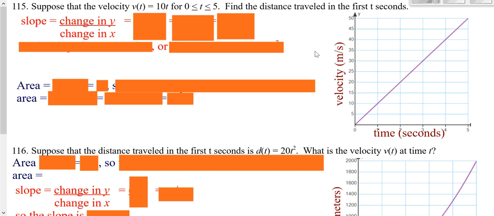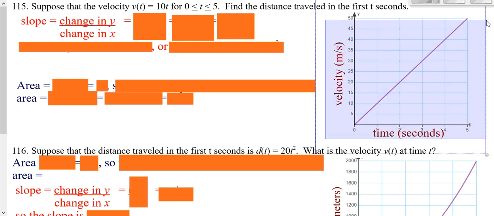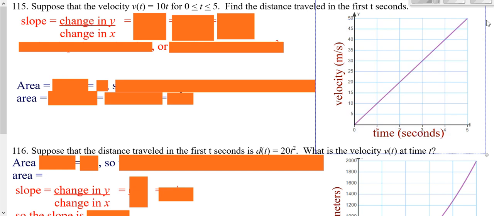So we're going to look at 115 and 116. You're being given your velocity function, which is 10t, which you graph, and you would get a diagonal line, slope of 10. You have your axes labeled, time in seconds, velocity in meters per second. You weren't necessarily given your units of meters per second, but in the context of a problem, we can put some units in here to help us make more sense of what's going on.